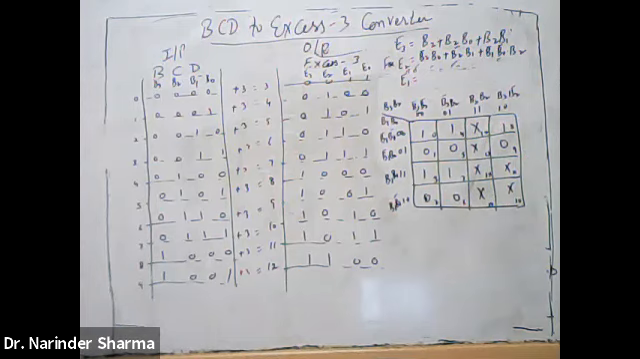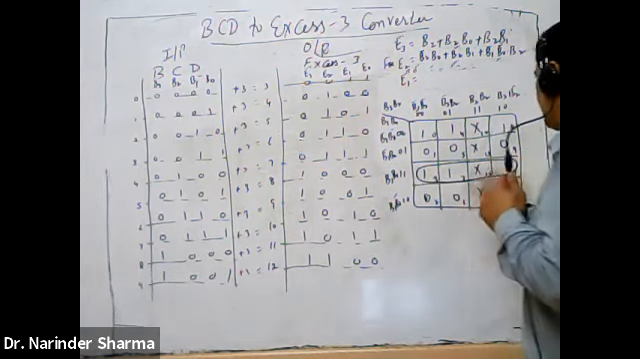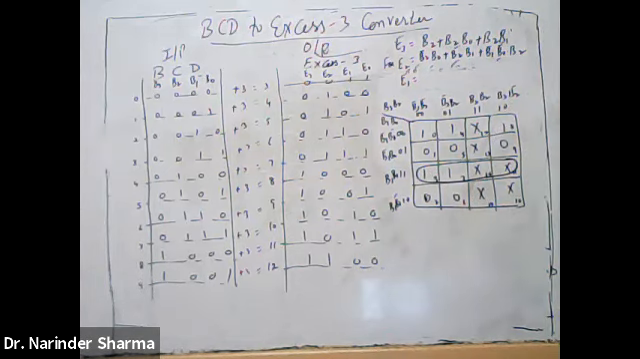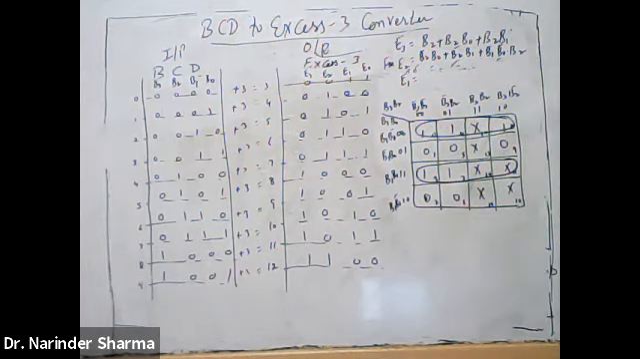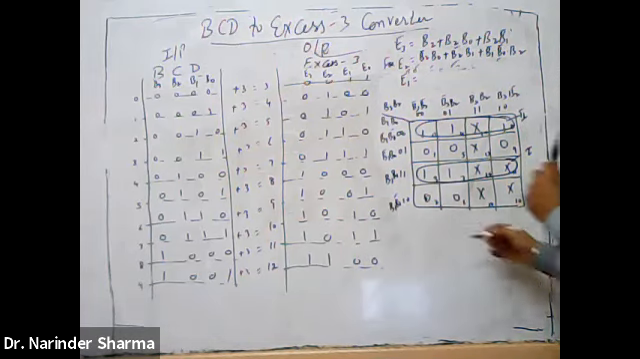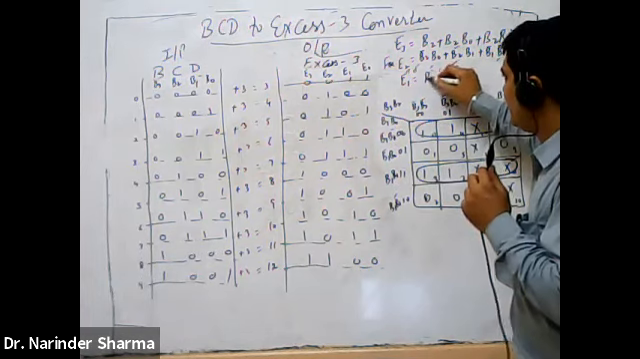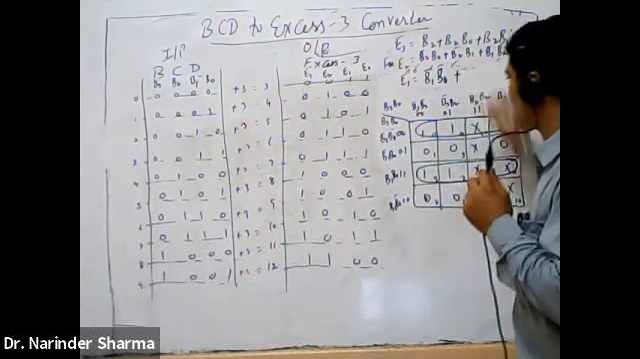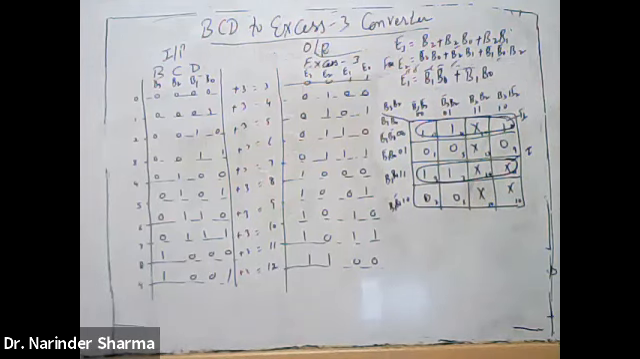Now we will go for the groupings. Here you can see that this would be one quad. This would be another quad. First quad, second quad. So if I write the value of E1, this horizontal will automatically strike out because all are included. Here is only B1 bar B0 bar plus here you will get B1 B0. This is for the E1.